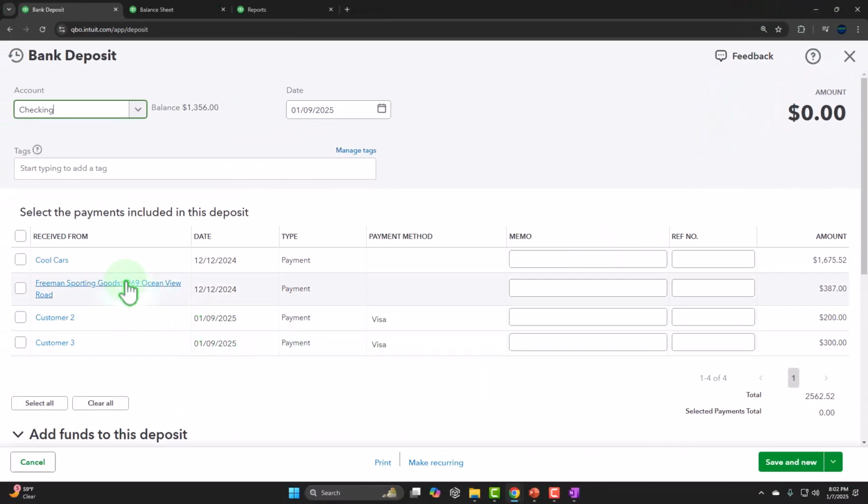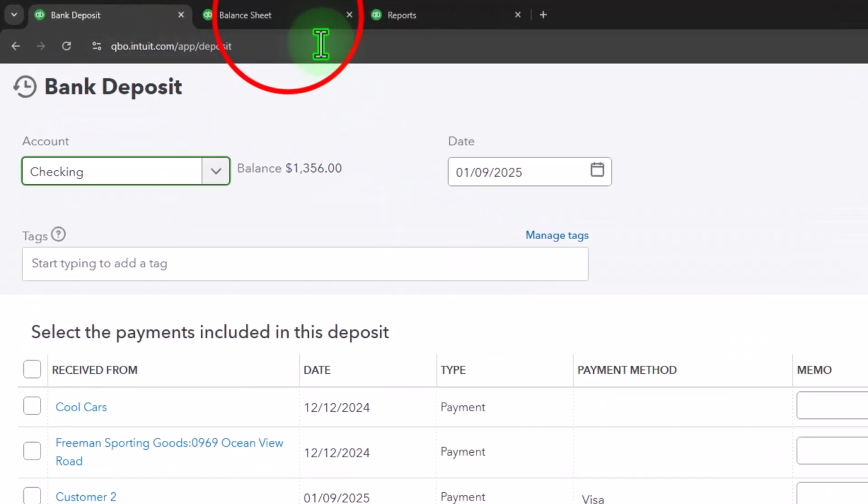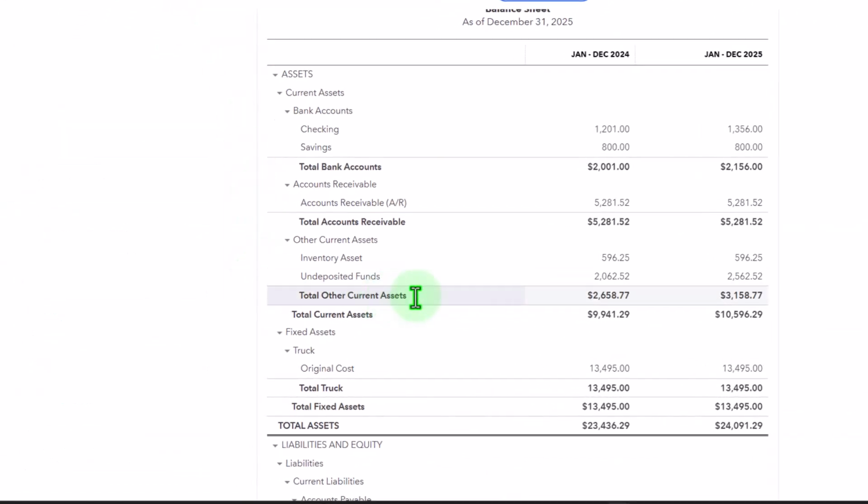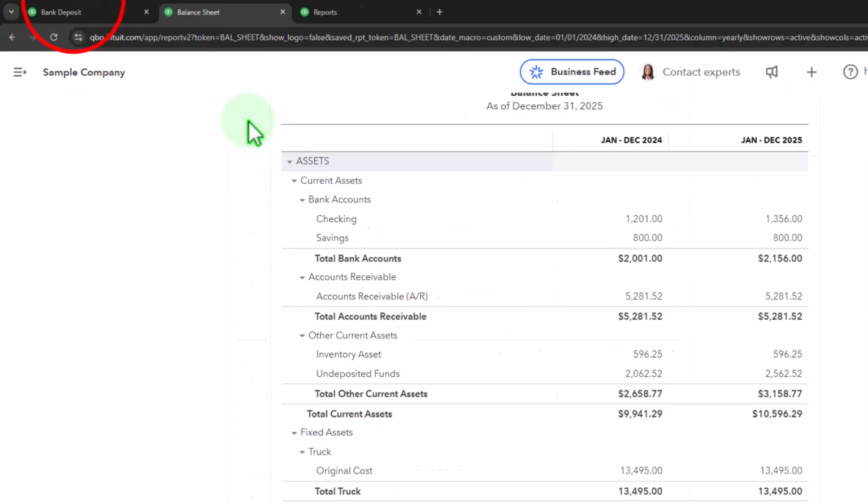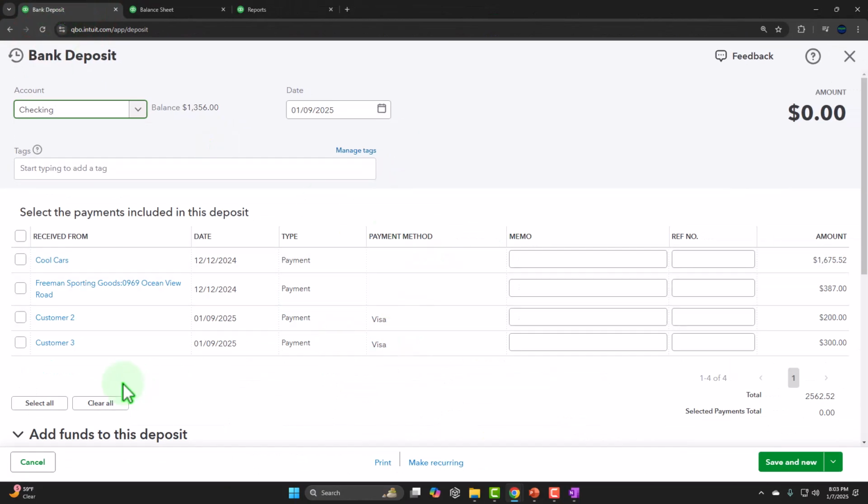So you'll note that we have these transactions. These are the two we entered. These are the ones that were in there before. That adds up to a total of $2,562.52, which should tie out to the balance sheet and what's in undeposited funds, $2,562.52.